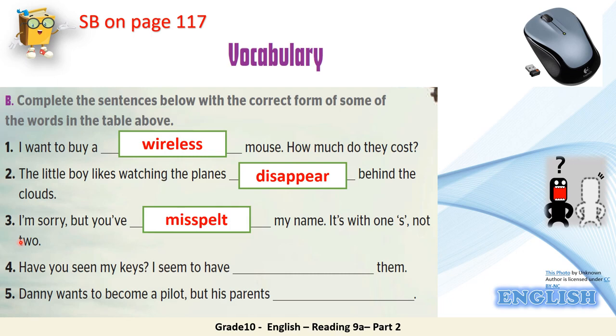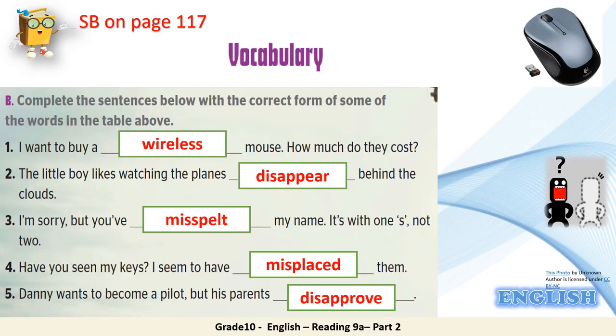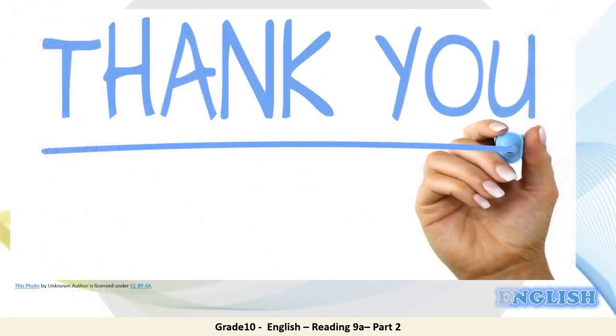Number 4. Have you seen my keys? I seem to have blank them. What happened to the keys? Misplaced them. Good, put them in the wrong place. And the last sentence. Danny wants to become a pilot, but his parents, do they approve? Do they agree? Absolutely, they disapprove of this choice. Very good. That's all for today. Thank you very much.